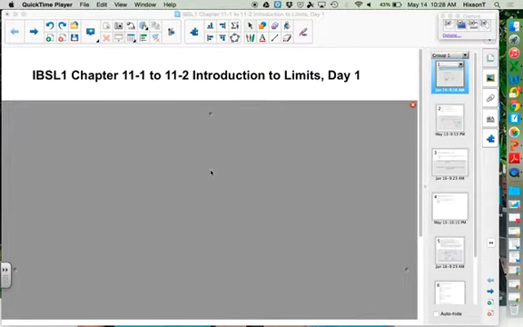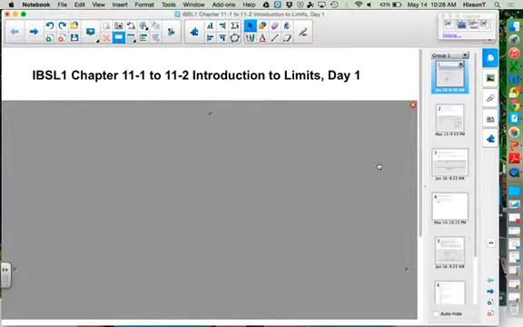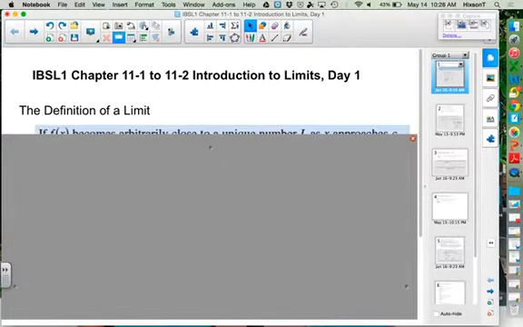So I want to start looking at limits by, first of all, discussing what a limit is, and then also looking at notation, and then you've got your calculators. We'll look at evaluating limits at a point, okay? But first of all, let's start by talking about the definition of a limit.